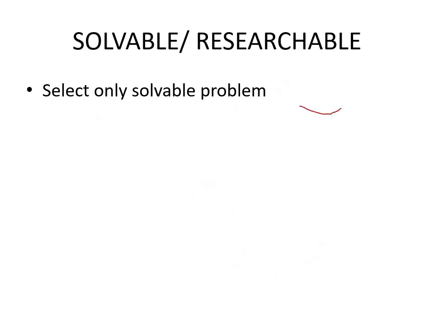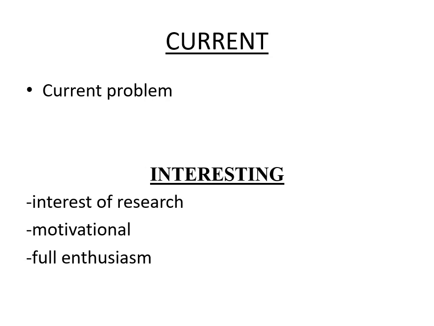Okay, the next one is solvable or researchable. Whenever you are selecting the problem, it should be solvable. It should be a current problem. And the next one is interest, meaning you should be interested in the particular topic you select for research. Topics should be selected based on your interest, your motivation, and full enthusiasm for the particular topic.